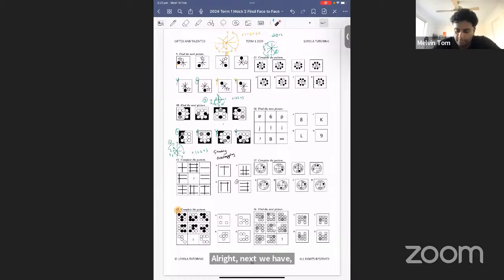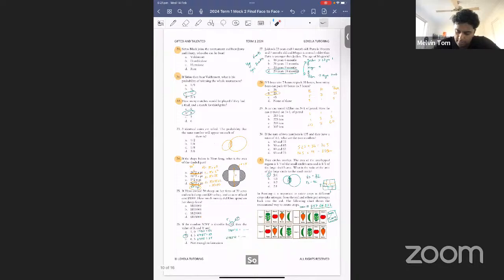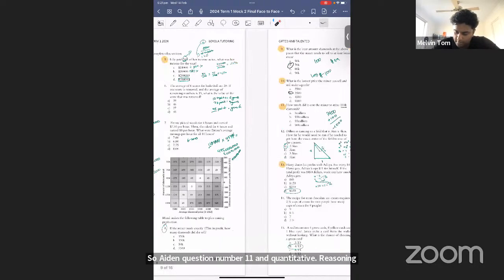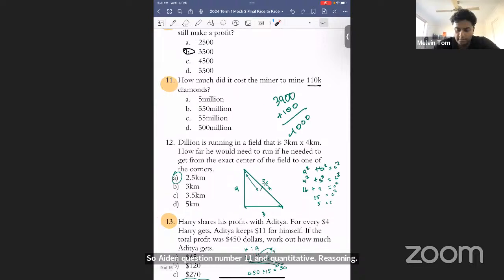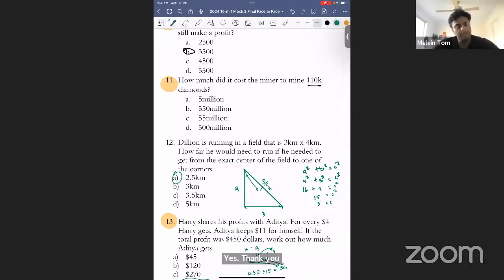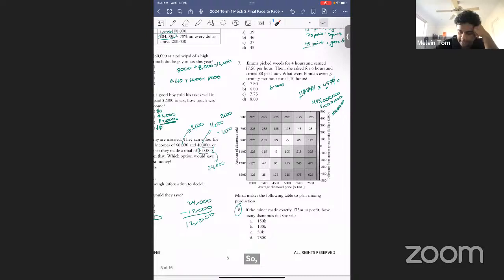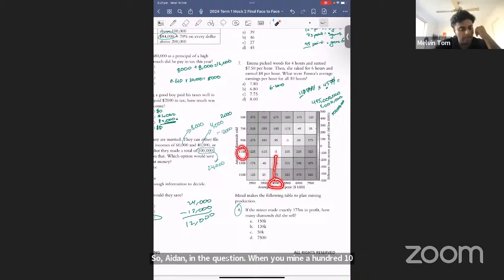So Aiden, question number 11 in quantitative reasoning. This one here, Aiden. Yes. All right. So this question is not hard. It's just hard to visualize in your head because of how big the numbers are. So Aiden, in the question, when you mine 110,000 diamonds at a price of 4,500, what's the profit you make?